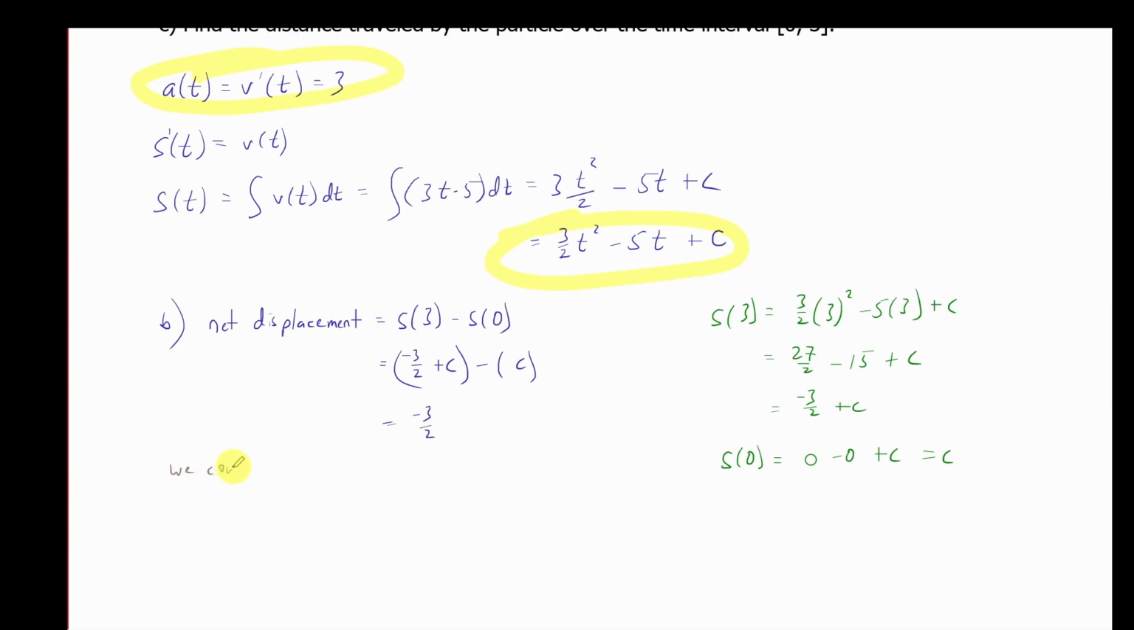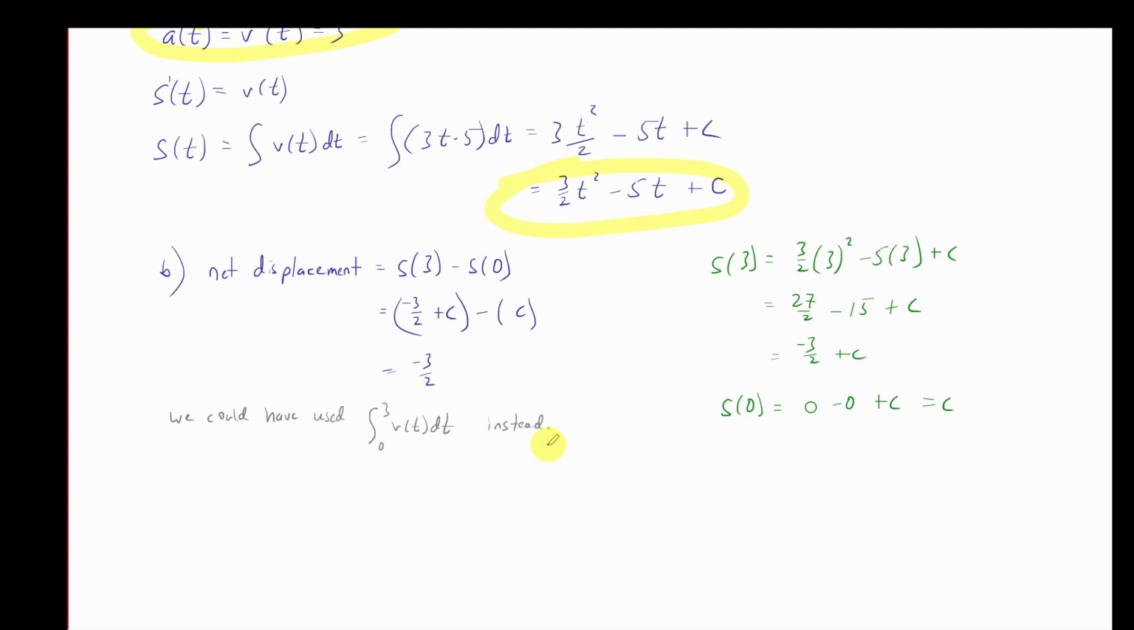Another way to do this problem, another way to get to the same spot, we could have used the definite integral from 0 to 3 of v of t dt. It's a little less obvious to set up, but it gets us to the same spot.